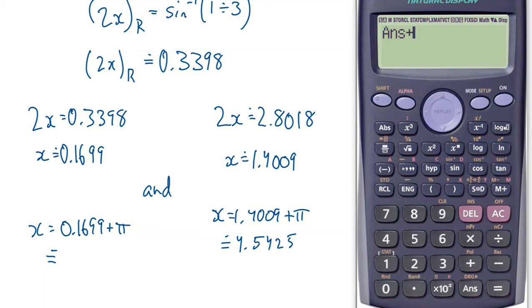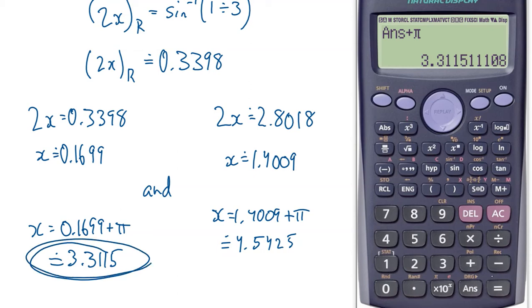And add pi. Don't get confused and think, oh, these answers are all too big, so no solution. No, no, no, no. The angles can be whatever we want, right?